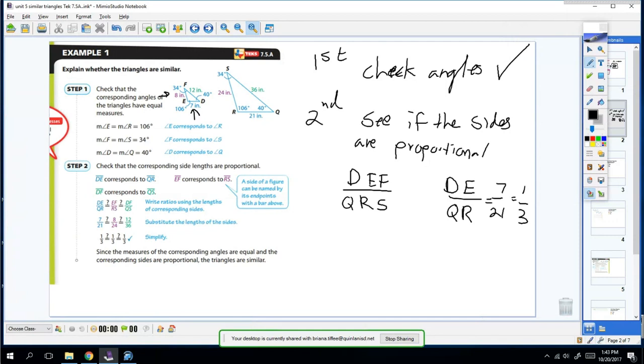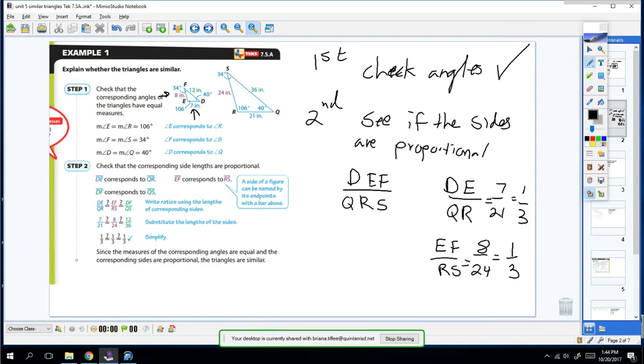The next length I'm going to look at is EF. EF goes with RS. EF is 8, RS is 24. Okay, so now I'm going to simplify this again. That's 1/3. The reason why we simplify it is because it's easier to compare. Because if all of these sides equal the same ratio, then that means they're proportional. So for right now, both my sides equal 1/3.